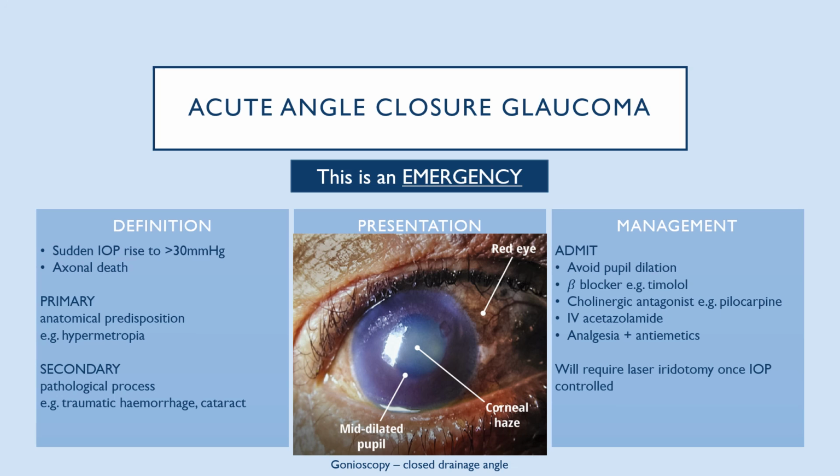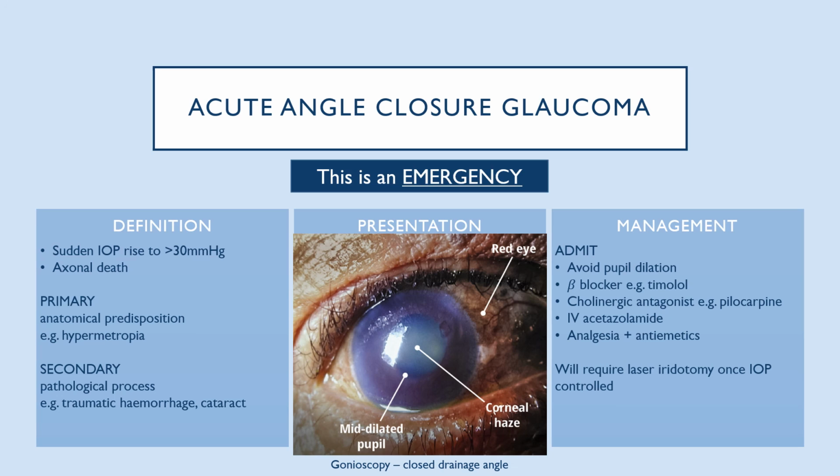So how do we manage them? As this is an emergency, the patient will need to be admitted to hospital. It's important that you avoid pupil dilation, so you mustn't put them in a dark room, don't put an eye patch on them. And for this reason we give a cholinergic antagonist, such as pilocarpine, which acts to constrict the pupil.